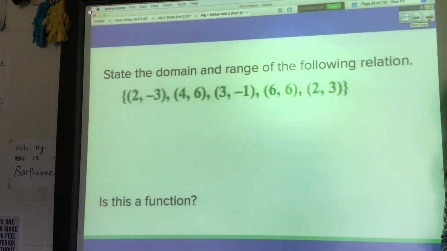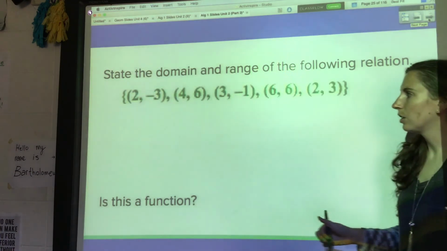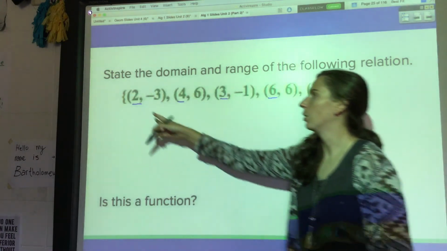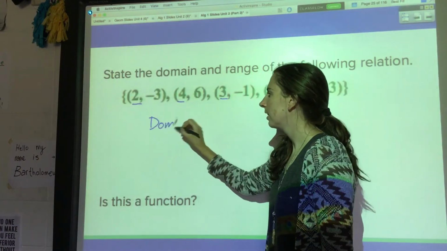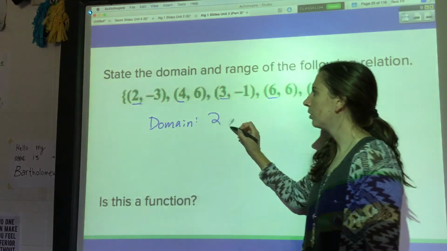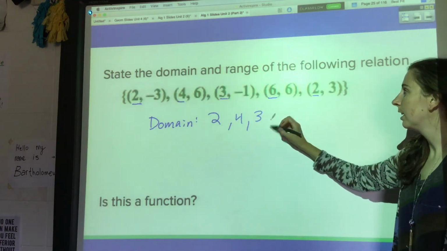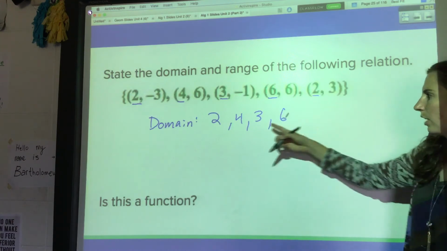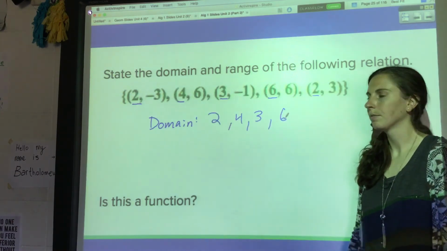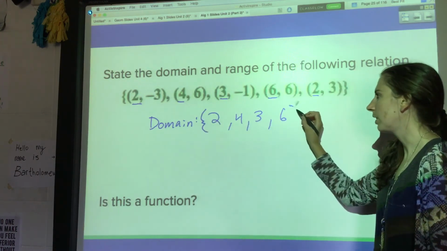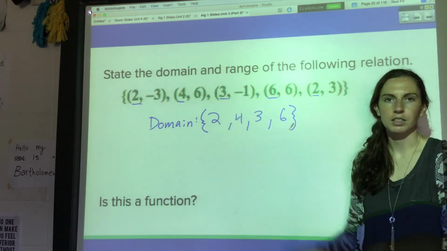For example, state the domain and range of the following relation. So the domain is literally all the x values. So the domain is 2, 4, 3. You can put them in order if you want, but it doesn't matter. 6 and 2. I already have a 2 in there, so I'm going to be done. And typically we write a set with these little squiggly marks. So here is my domain, just all the x values.